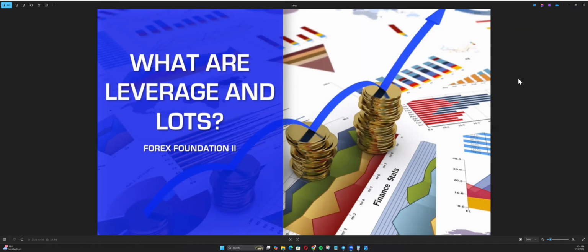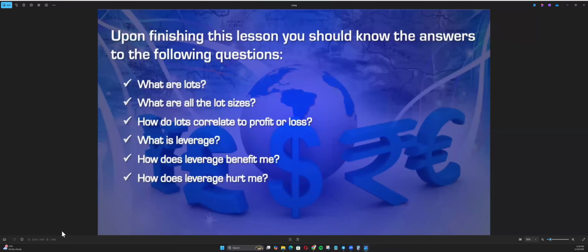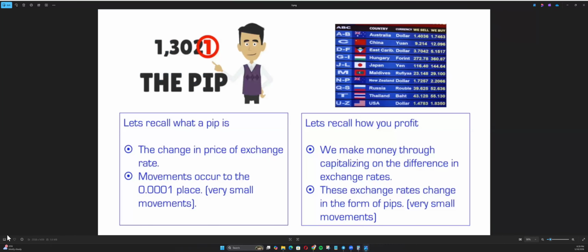Okay, so here we are. We're talking about what are leverages and lot sizes. What are leverage and lot sizes? These are some of the terms you would have heard before now when it comes to trading and the Forex market. Okay, so let's dive deep into it now. What are leverages and lot sizes?